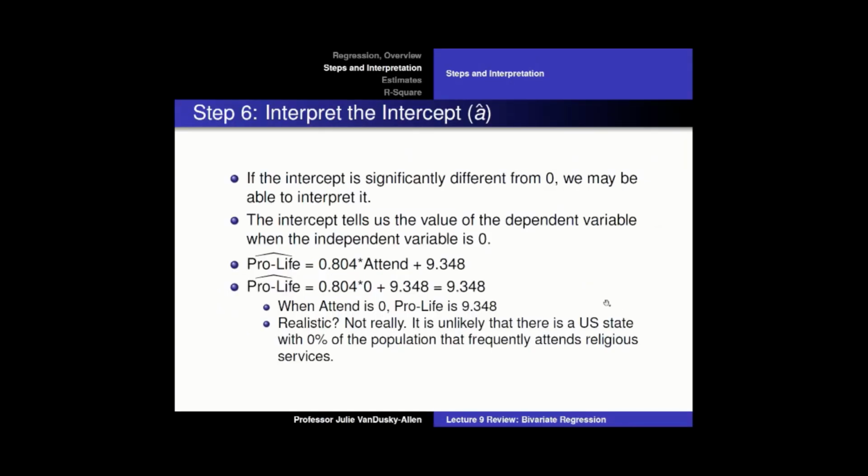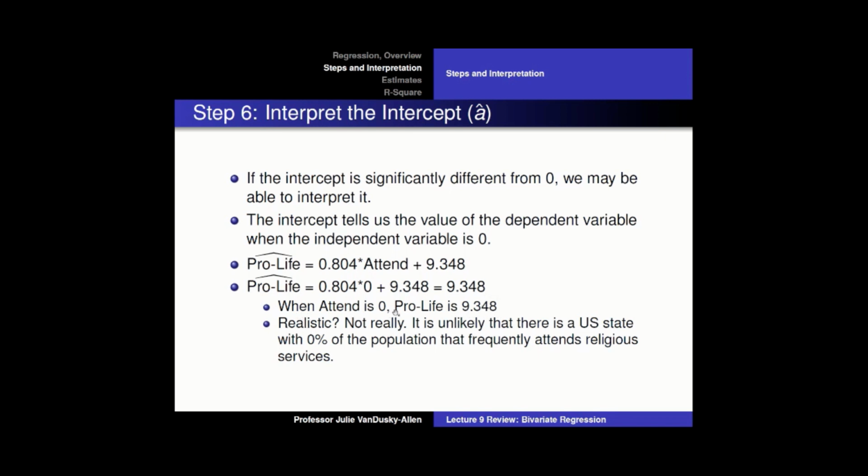You may be able to interpret the intercept A hat if it is significantly different from 0. The intercept tells us the value of the dependent variable when the independent variable is 0. So for example, here is our regression equation from earlier. Pro-life hat equals 0.804 times attend plus 9.348. So what if we gave attend a value of 0? If we did that, this would just drop out and all we would be left with is the intercept, 9.348. So what we could say is, when attend is 0, pro-life is 9.348.